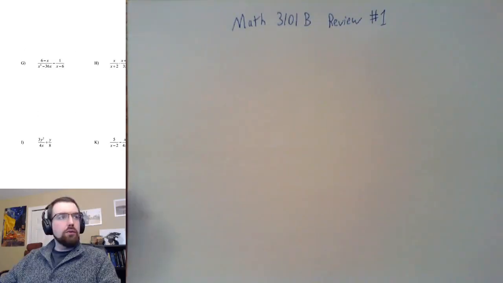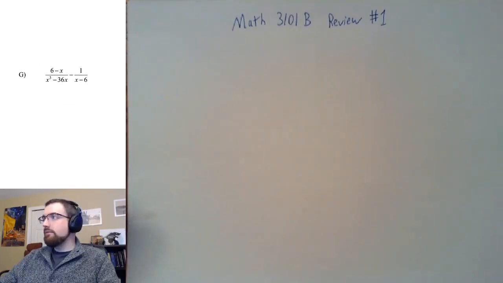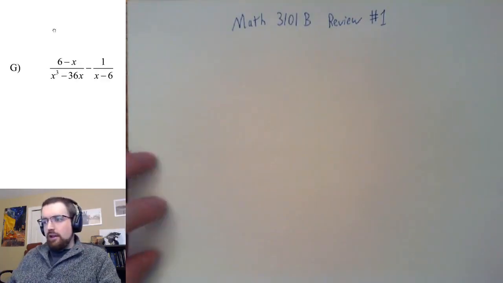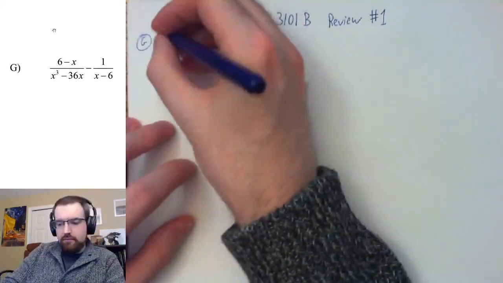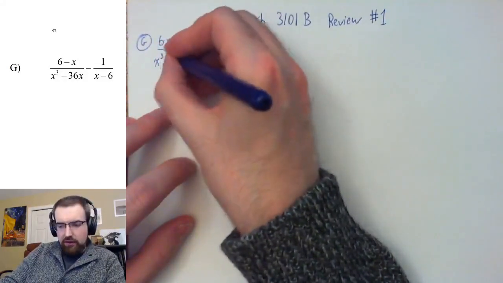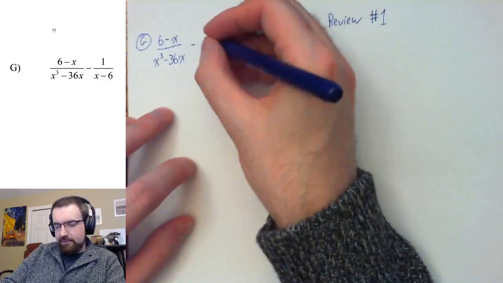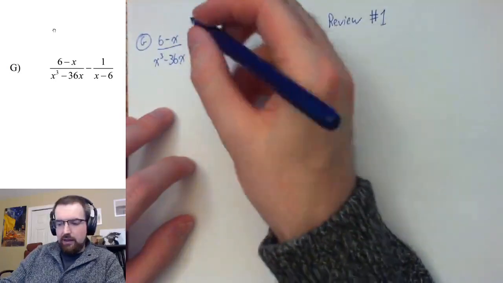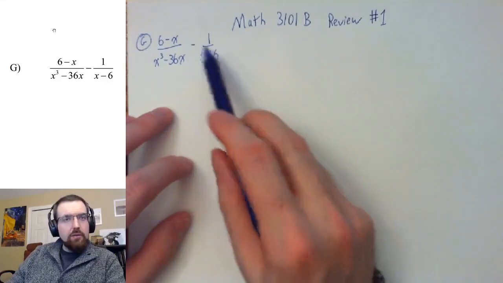So now I'm going to zoom in on G over here. There we go. Six minus x over x cubed minus 36x minus 1 over x minus 6. Okay, now we notice that we've got the same term up here as we do down here. What can we do about that?